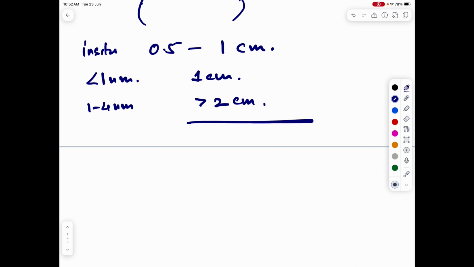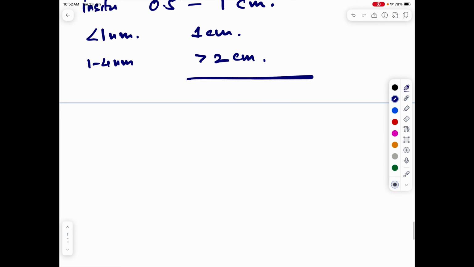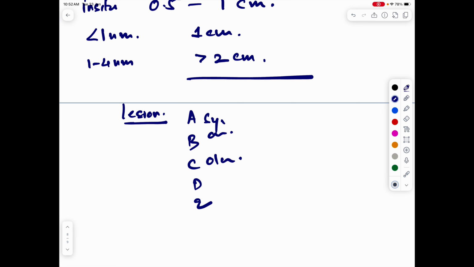So what is the next stage? Then you have to go for this. Now Breslow and Clark, these are the 2 things which have to be considered. Now skin lesion suspicious of melanoma: A, B, C, D, E, asymmetry, border irregularity, color change, diameter more than 6 millimeter, and evolution changes.